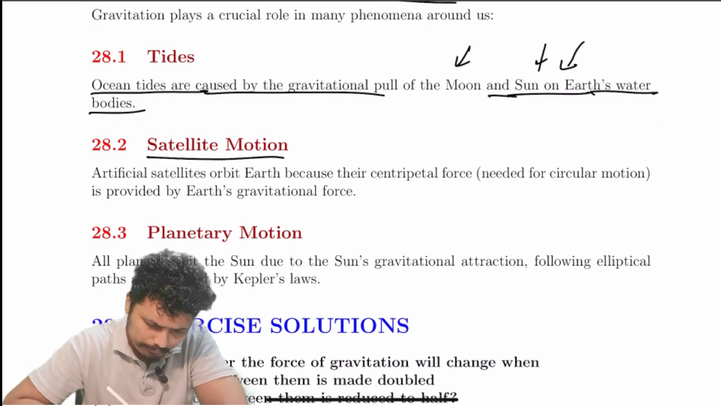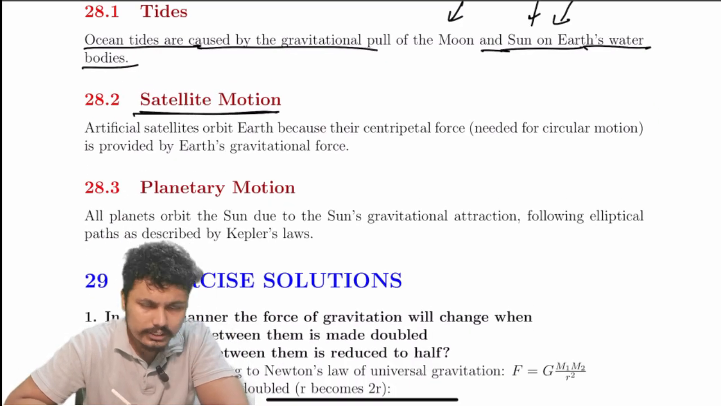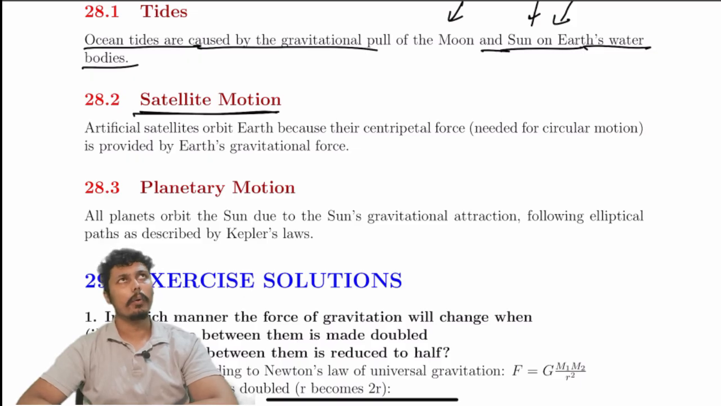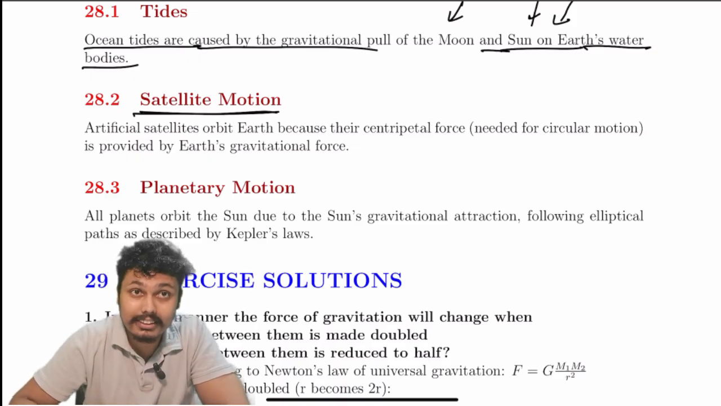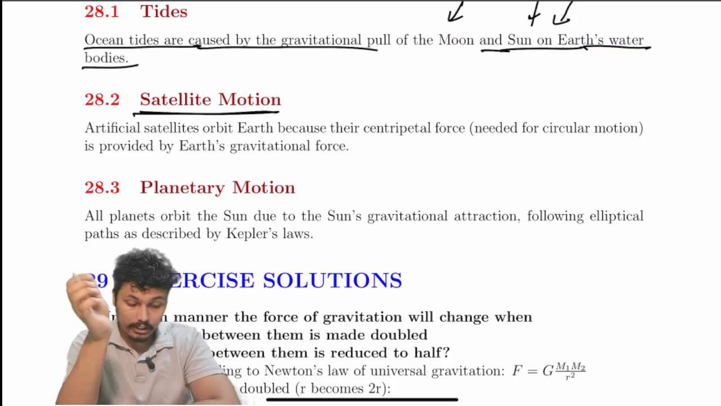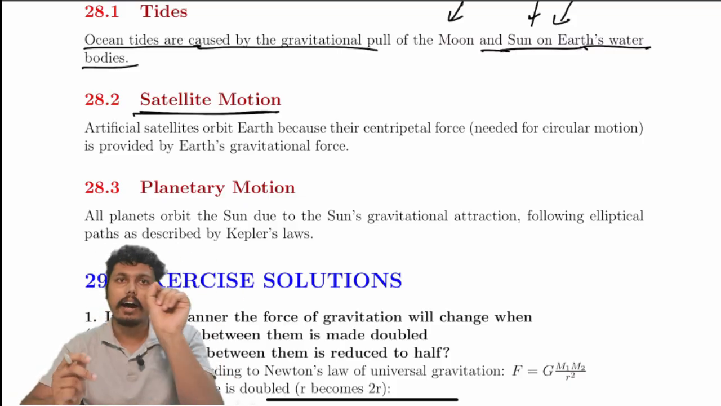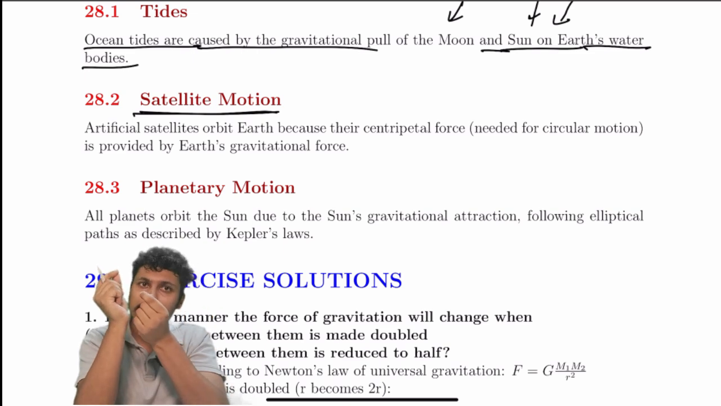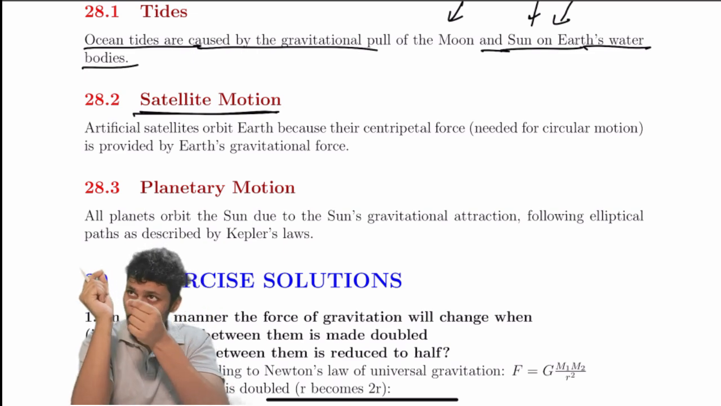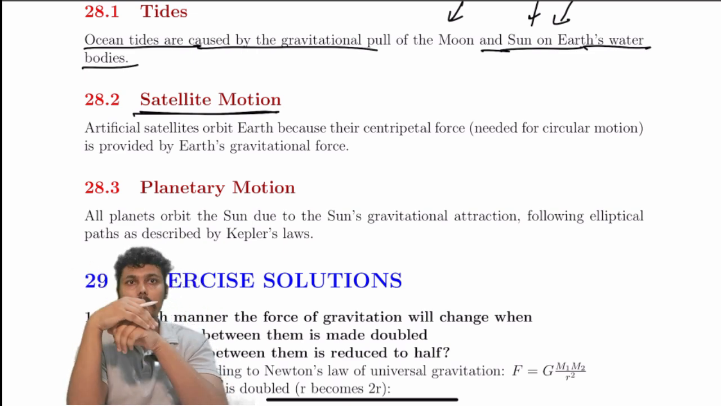Okay, satellite motion. We are launching satellites. Have you heard about NASA launching satellites, ISRO launching satellites? All the satellites are rotating around the Earth. It has some speed, so it will rotate around the Earth. Earth has gravity, so it will maintain that speed. If Earth did not have gravitational pull on that satellite, it would go away.